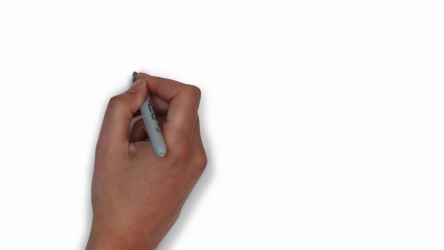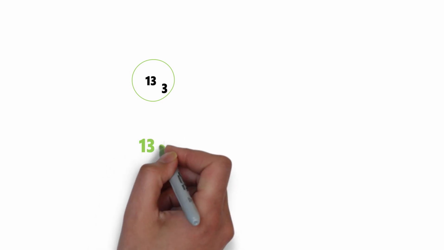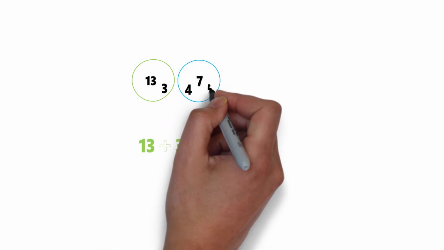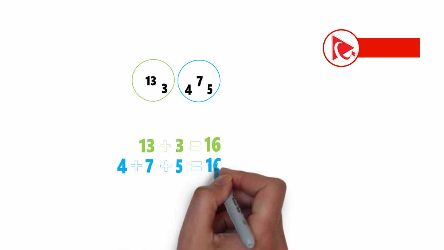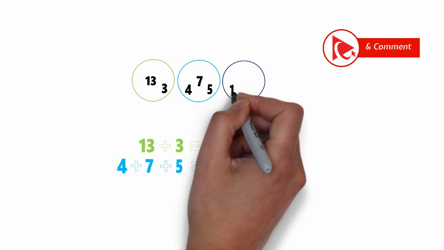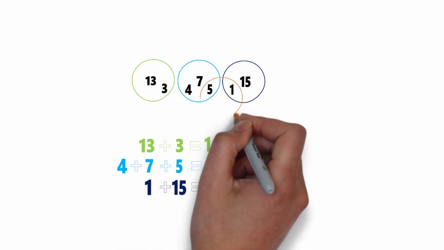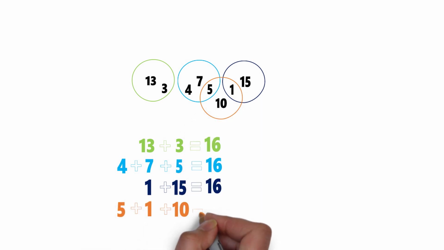For example, let's look at the green circle. We have numbers 13 and 3, and 13 plus 3 equals 16. In the blue circle, we have numbers 4 plus 7 plus 5, and all of them add up to 16. In the black circle, we have 1 and 15, which also adds up to 16. And in the orange circle, we have 5 plus 1 plus 10, also equals 16.